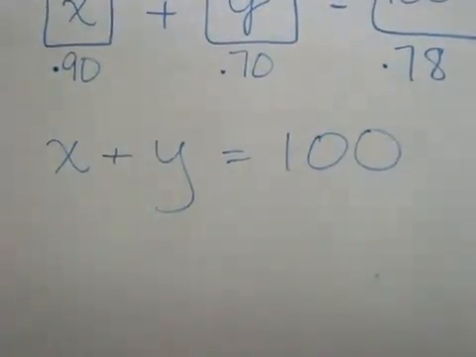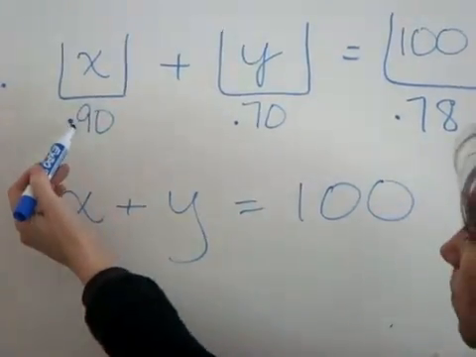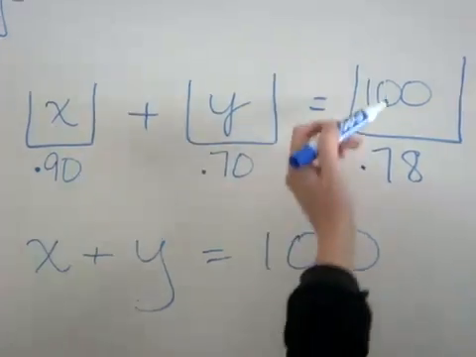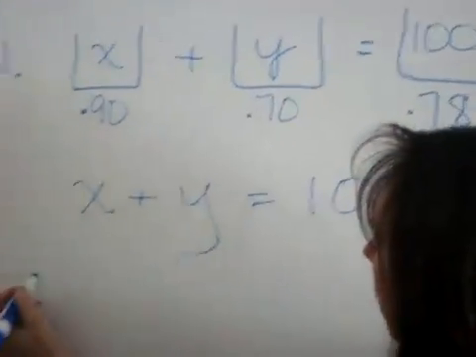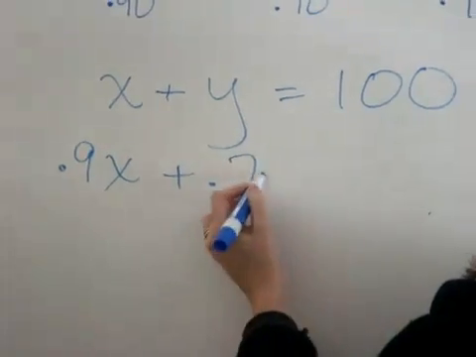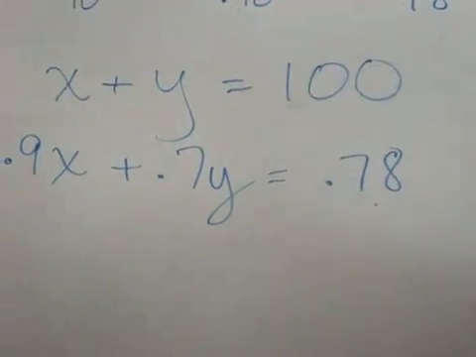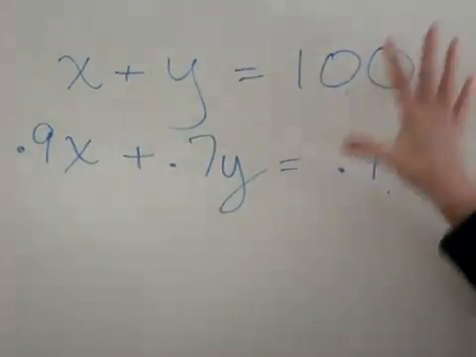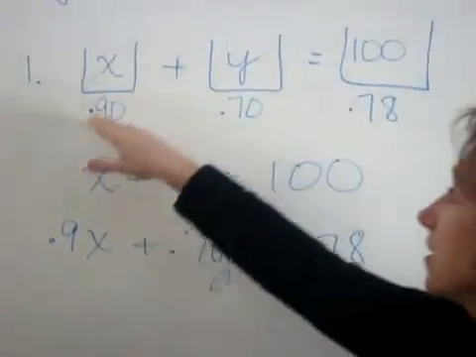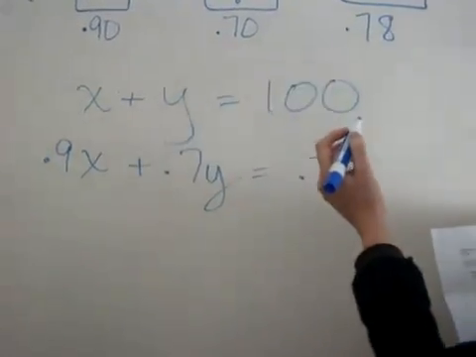The second equation is the value of what's in it. So it's going to be this times this plus this times this equals this times this. So it's going to be 0.9 times x plus 0.7 times y equals 0.78. So then we have our two equations. One's just simply the top line. The other one is these two multiplied together. Now we can solve for one of them.